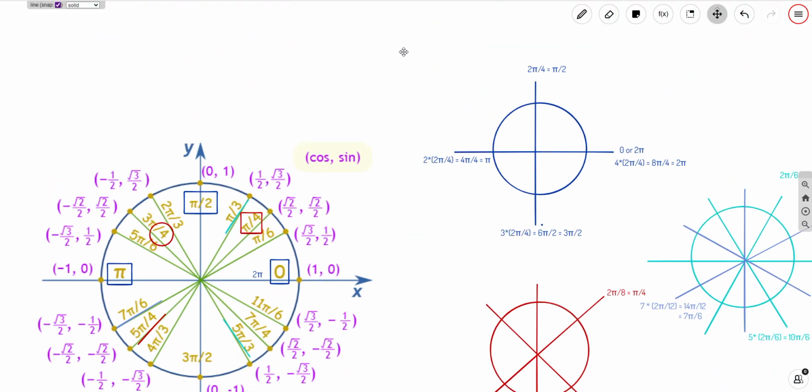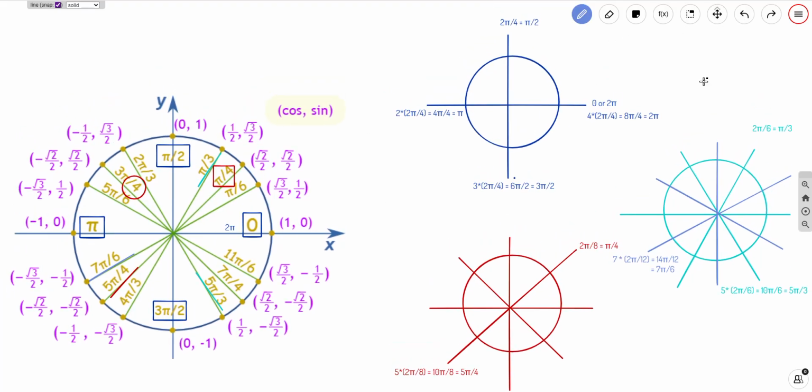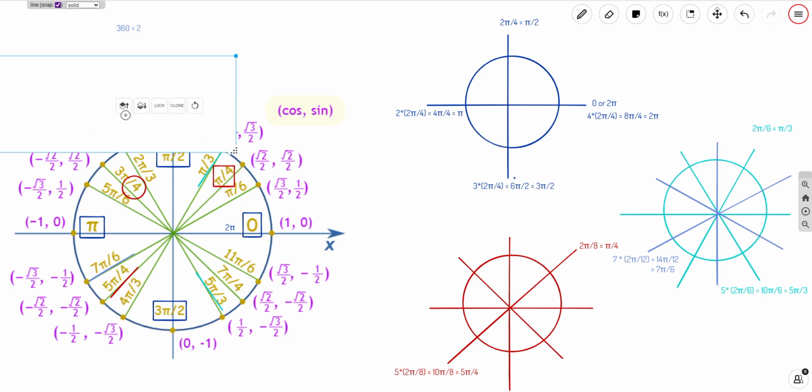Okay, let's take a quick look again over here at radians. So radians, the easy thing that you can remember is that the circle has 360 degrees, or 2 pi radians. So since 360 equals 2 pi, 360 degrees equals 2 pi.